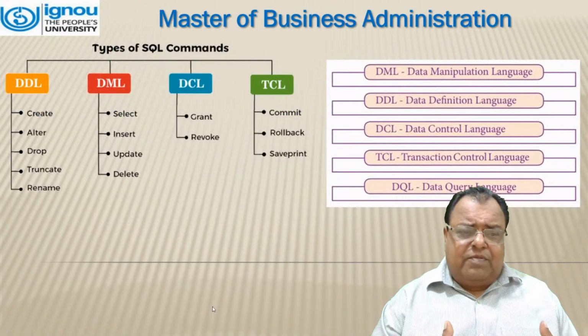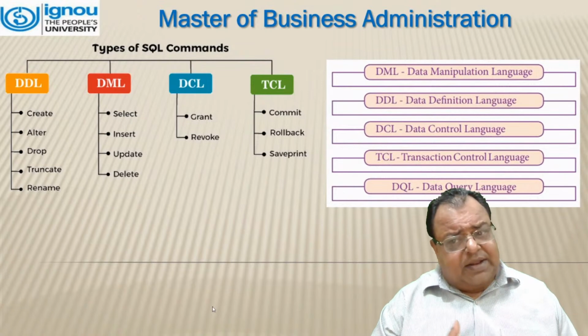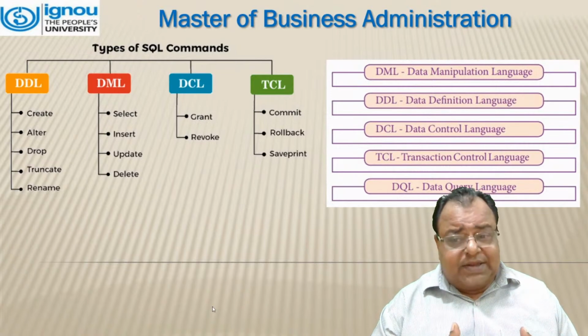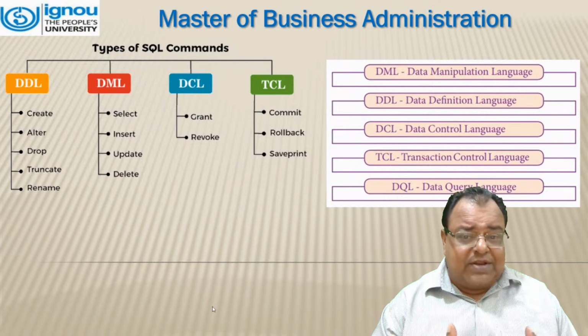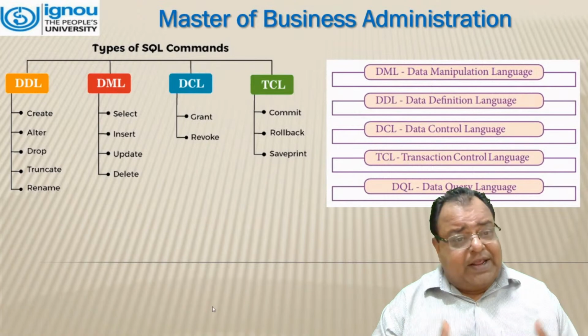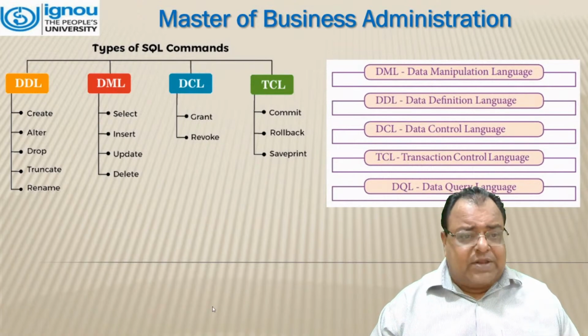We can see what the different types of SQL commands are. DDL is data definition language. DML, that is data manipulation language. DCL, that is data control language. TCL, that is transaction control language. And DQL is data query language. We will see one by one what all these terms mean.